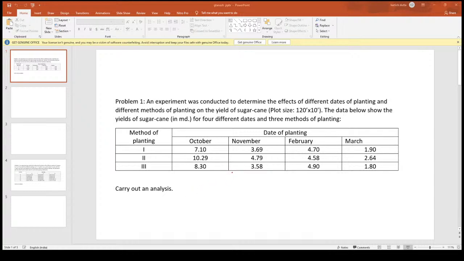Two-way ANOVA, one observation per cell. Okay. So it is clear for you. So factor 1 is date and factor 2 is method. And date has 4 levels, that is October, level 1, level 2 November, level 3 February, level 4.